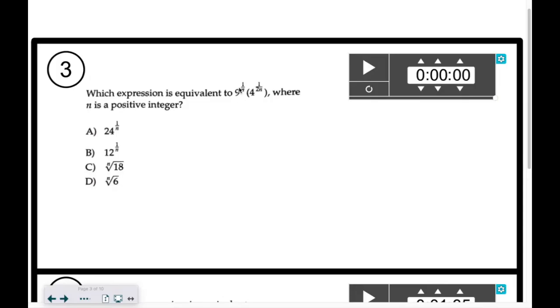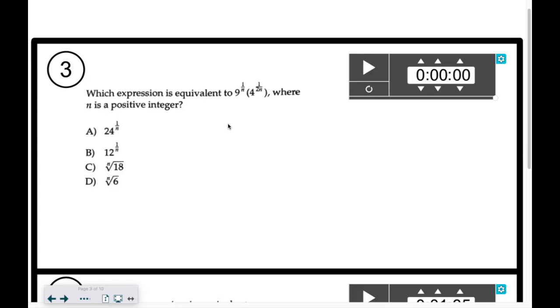So one thing you want to try to do, it's not going to work here, but it's worth talking about, is you want to try to make the bases the same. But the problem is nine is a power of three and four is a power of two. So we can't make them come from the same power or the same base. So that's not an option.